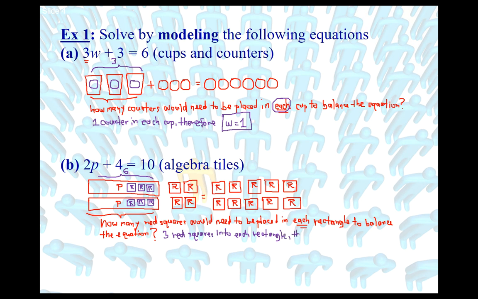Therefore, P, the variable, would be equal to the number of squares you put in there. So you put 3 red squares in there, so P is equal to 3. Okay, so that's it for cups and counters and algebra tiles. I'm not going to worry about it anymore.